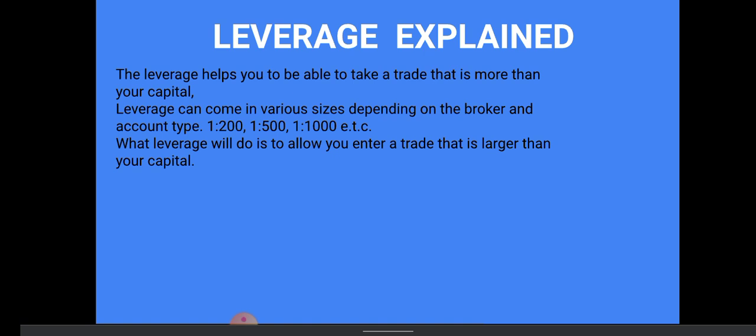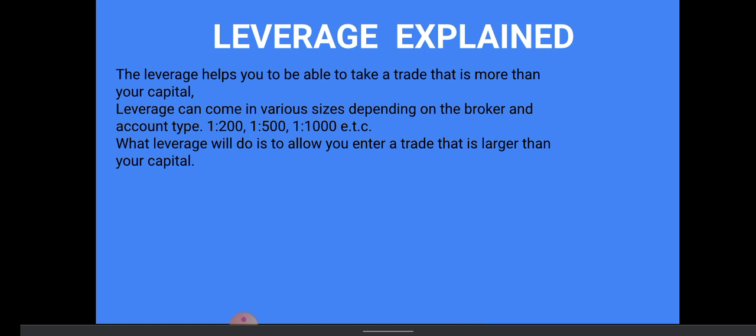So leverage comes in this form, like 1:200, 1:500, 1:1000. It always comes in ratio. So what it simply means is that if you are using a 1:200 account leverage, you can take a trade that is 200 times larger than your capital.